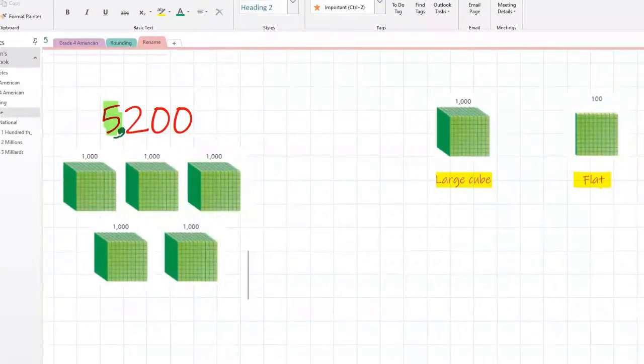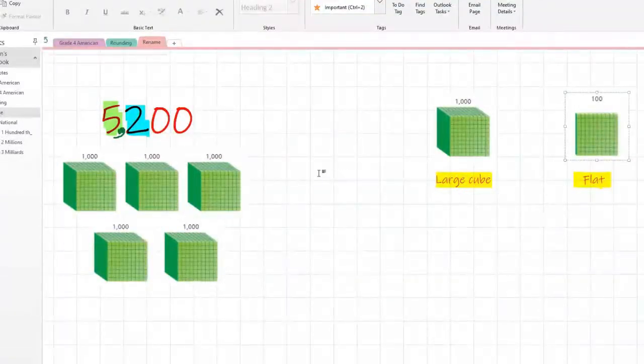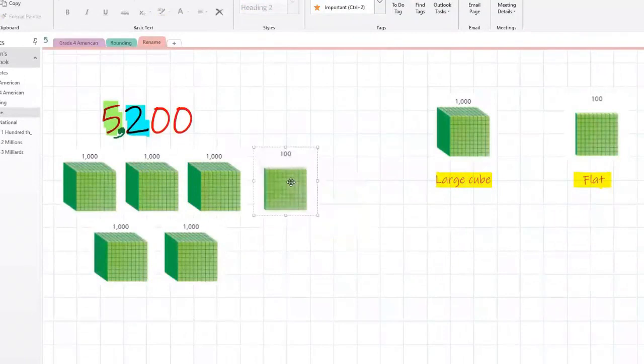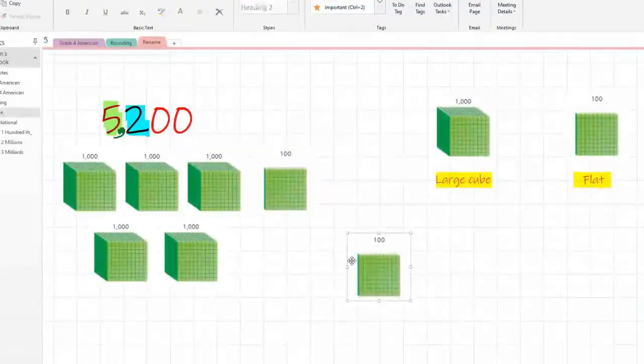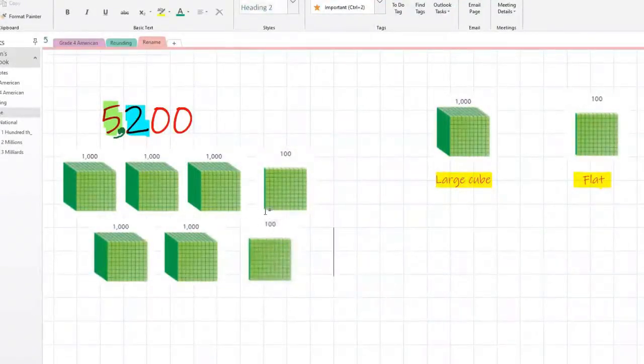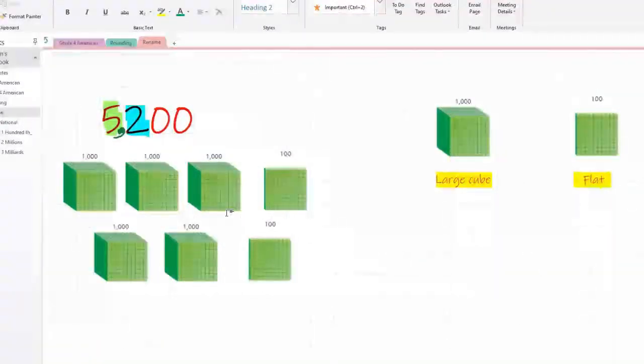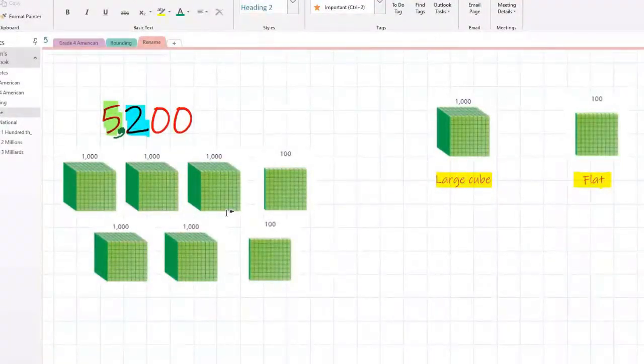Okay, what about hundreds? The hundreds place is 2. So how many flats are we going to use? 2 flats, because we have 2 in the hundreds place. So let's copy this, 2 flats, like that. So that's our number modeled with base 10 blocks. That's how we can model a number or rename a number using base 10 blocks.